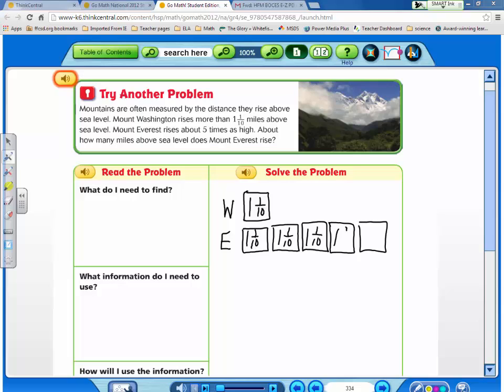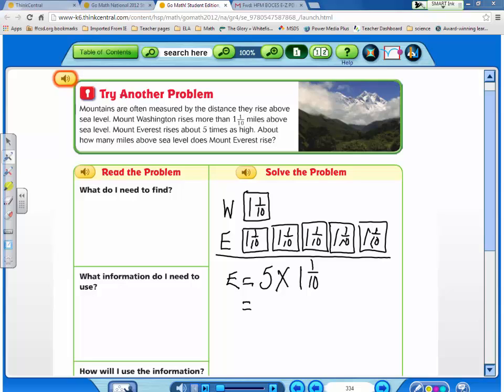Now, we have a couple ways of doing this. The first way is what the lesson is asking for, and that's writing an equation to solve for Mount Everest. Okay, so Everest is 5 times as many as Mount Washington, and Mount Washington was 1 1/10. So in order to solve this, students need to show every step.